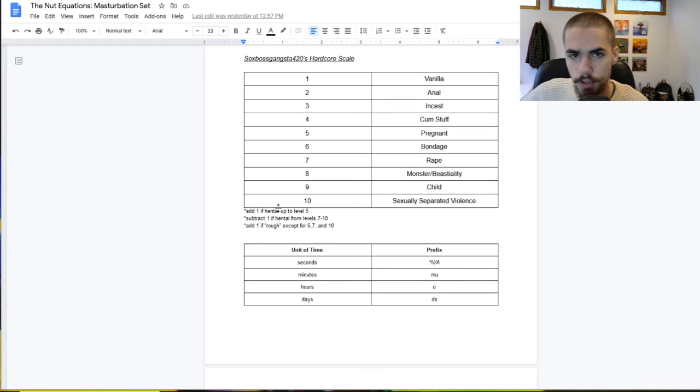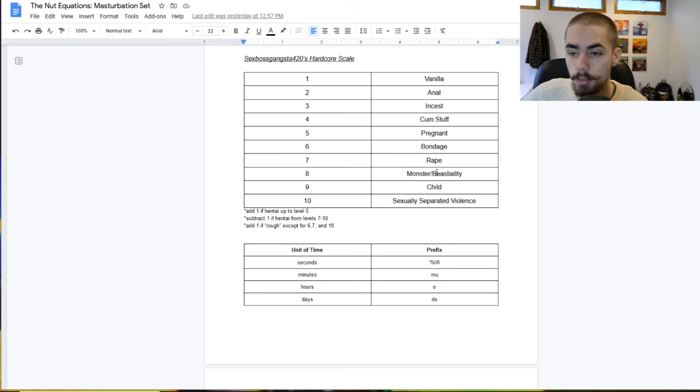Hentai can be a bit confusing, but if you follow it exactly, you should be good to go. You add 1 if hentai up to level 5. So vanilla, anal, incest, cum stuff, pregnant: add 1 if hentai. In other words, real bondage is equal to pregnant hentai. Make sense? Okay, good. Subtract 1 if hentai from levels 7 to 10.